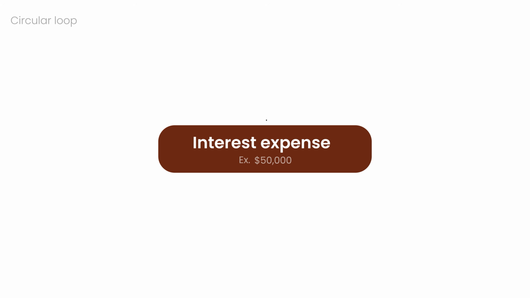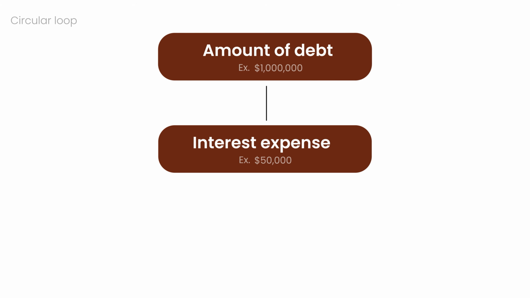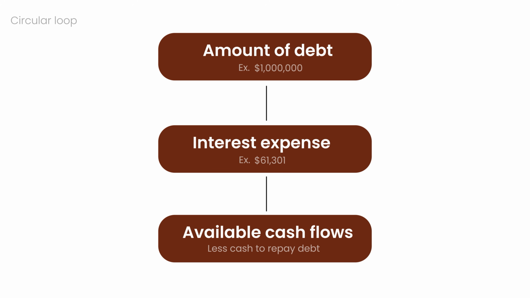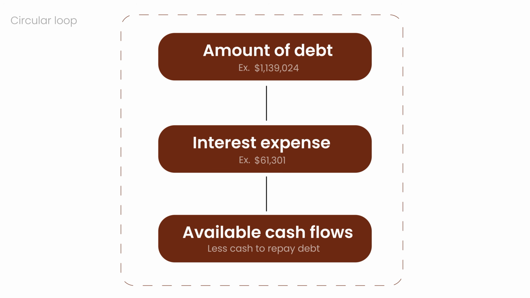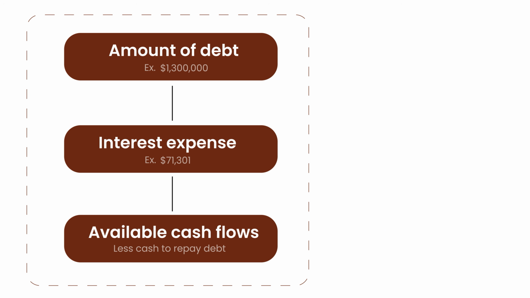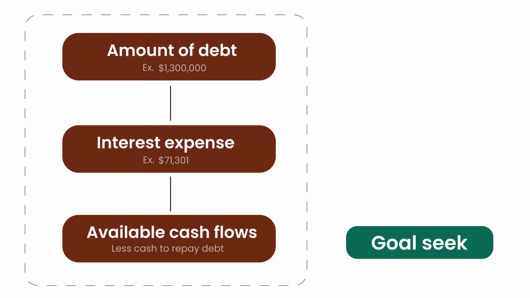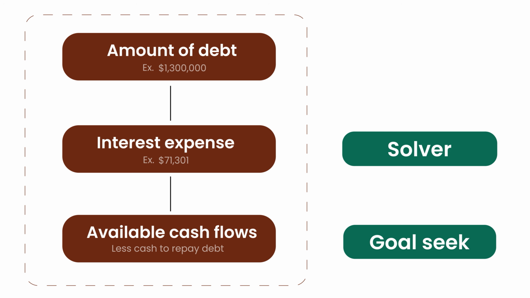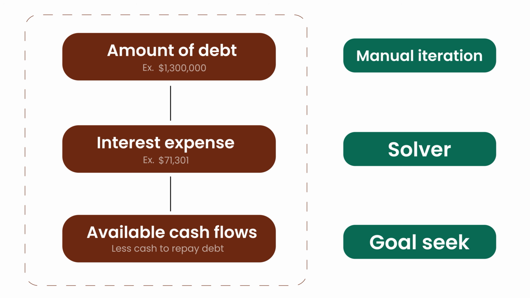A common scenario where someone might consider introducing one is for interest expense, because the interest expense depends on the amount of debt you have. When the interest expense goes up, that negatively impacts your available cash flows, causing the model to assume a higher amount of debt, which increases the interest expense again. Fortunately, there are alternative methods. Instead of a circular reference, you could calculate the initial amount of interest expense through a goal-seek function, or use solver or manual iteration.